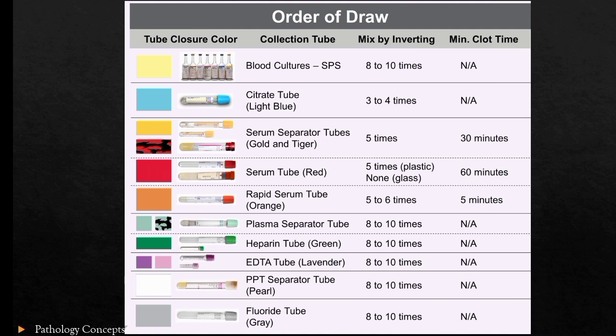First, the culture tube is collected to minimize chances of external contamination. After that, the citrate tube is collected to ensure platelet and coagulation factors are minimally affected at this time of collection. After that, the serum separator gel tube and plain tubes are collected. Then the plasma separator, heparin tube, EDTA tube, and fluoride tube are collected in this order.